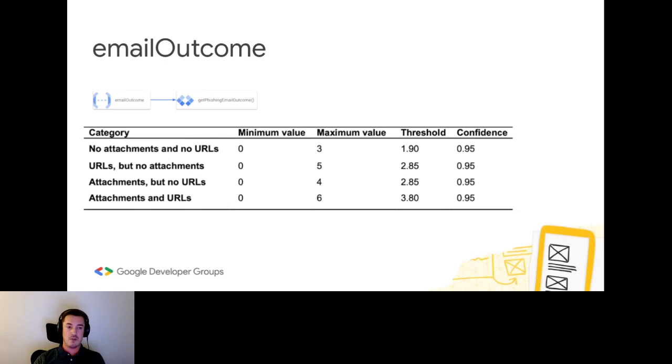That's because from the no attachment and no URL, we still send the email domain to Google Safe Browsing, and that varies between 0 and 1. So from that 3, 2 is the maximum that we can receive from our natural language model, and 1 is the maximum we can receive from Google Safe Browsing. That's why the threshold is 1.9 with a confidence of 0.95. The same goes for 5, 4, and 6. You can see that 6 has a threshold of 3.8, just because we sent URLs and we sent the domain to Google Safe Browsing to get that extra level of assurance.